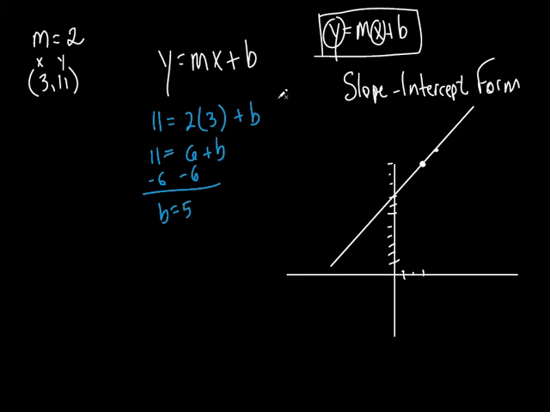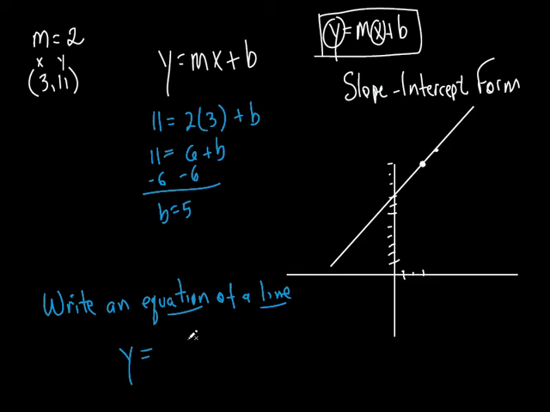Now, what am I trying to do, though? The question says, write an equation of a line. Write the equation of a line. So is my answer the graph? No. The question says, write an equation of the line. Well, what is my equation? y equals mx plus b, right? But now I know a couple things, don't I? So now I can just write y equals m. What's my m?